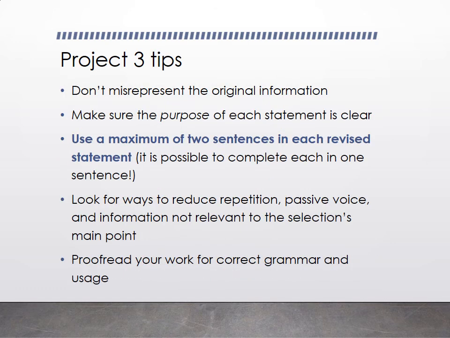So here are some tips. Don't misrepresent the original information. If you somehow change the meaning or twist it, you will lose points. Make sure that you retain the main point or purpose of each statement. If you lose that, you will lose points. Do not use more than 2 sentences. If you have 3 or 4 sentences in your version, you will lose points. I'm sorry to sound negative, but I'm just laying it out there for you, okay? You also want to make sure that you proofread your work so that your writing is fluent, so that it's grammatical, and so that you've gotten rid of problems like passive voice or repetition, or some of the things that we talked about in the first half of this lecture.